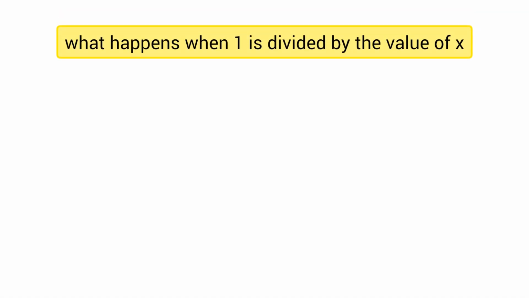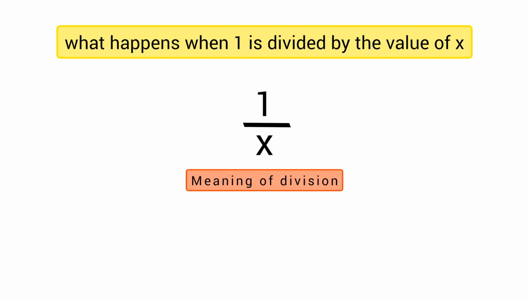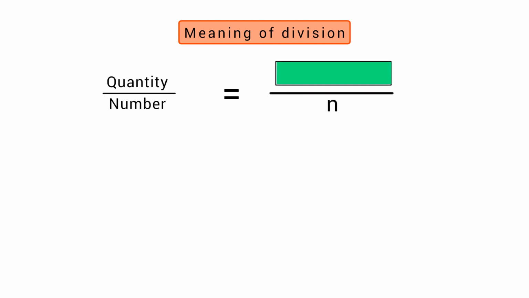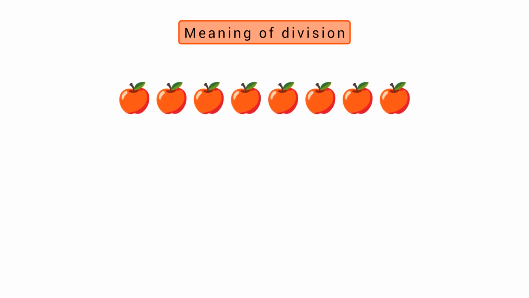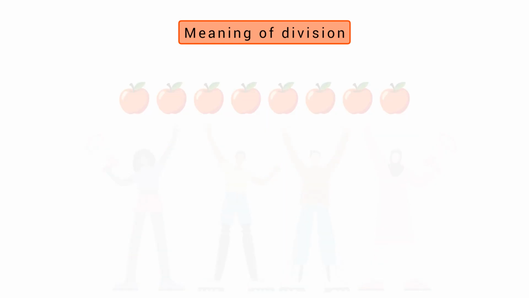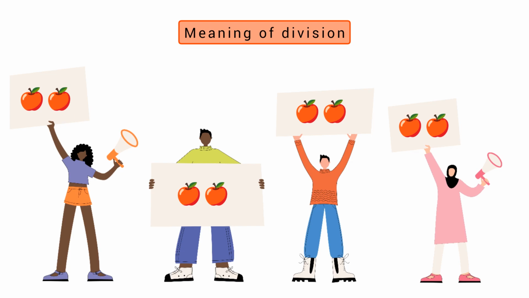Okay, to understand what happens when 1 is divided by the value of x, let us start by understanding the meaning of division. When you divide some quantity by a number, it means that quantity is divided into that many equal parts, and it gives the value of one of the parts. Let us say we have 8 apples, and it should be divided among 4 people. Then the apples are made into 4 parts of 2 apples each. So the quotient of the division will be what one person gets, which is 2 apples.